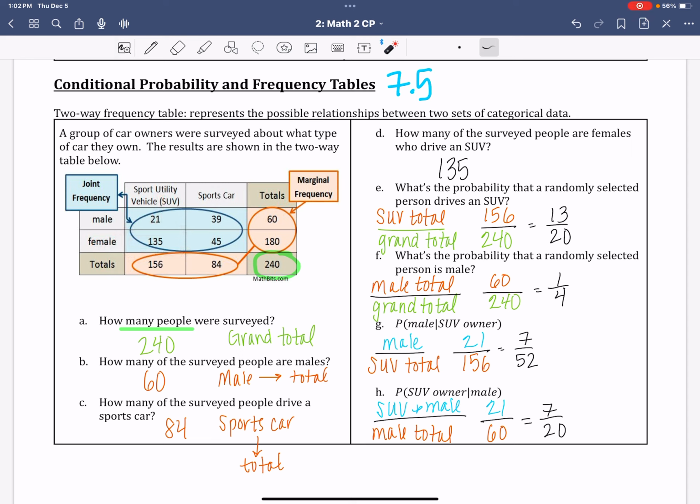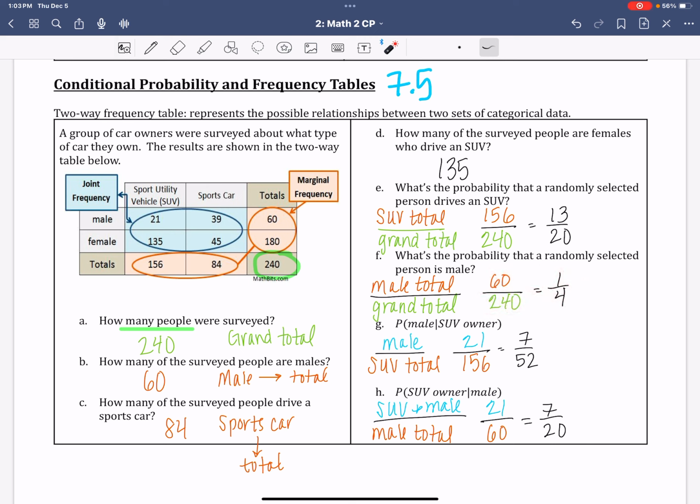And then, what is the probability that a randomly selected person drives an SUV? Our SUV total is right here, and we want to know out of everybody. So it's your SUV total, which is 156 over 240. Then you can simplify that to 13 over 20, and that would be the probability of a person who drives an SUV. Now, what is the probability that a randomly selected person is male? We're going to look at our male total, which is 60, out of all the people, which is 240. That's where you get 60 over 240, which simplifies to 1/4.